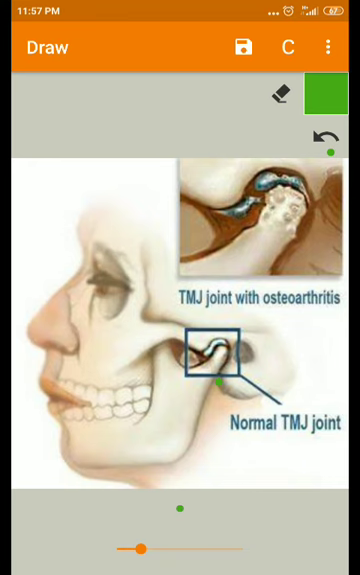Okay, these are about the dysfunctions of the temporomandibular joints.